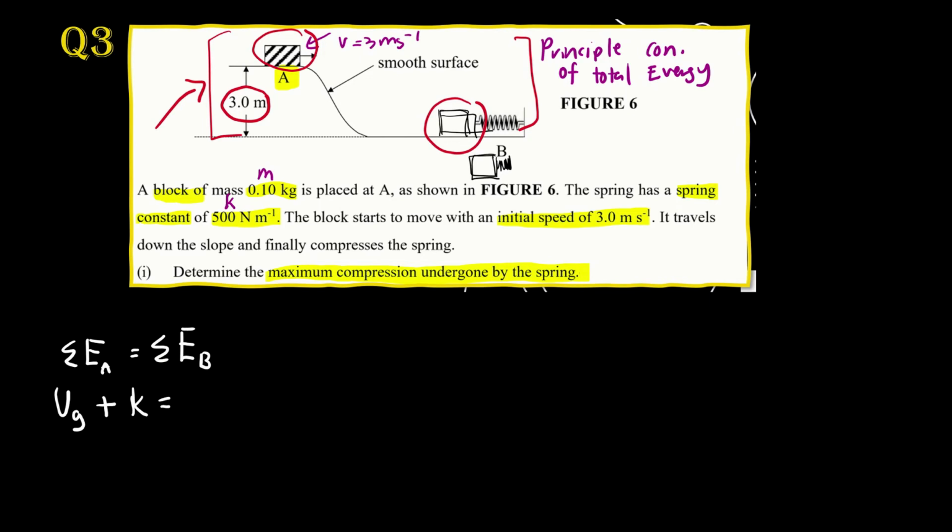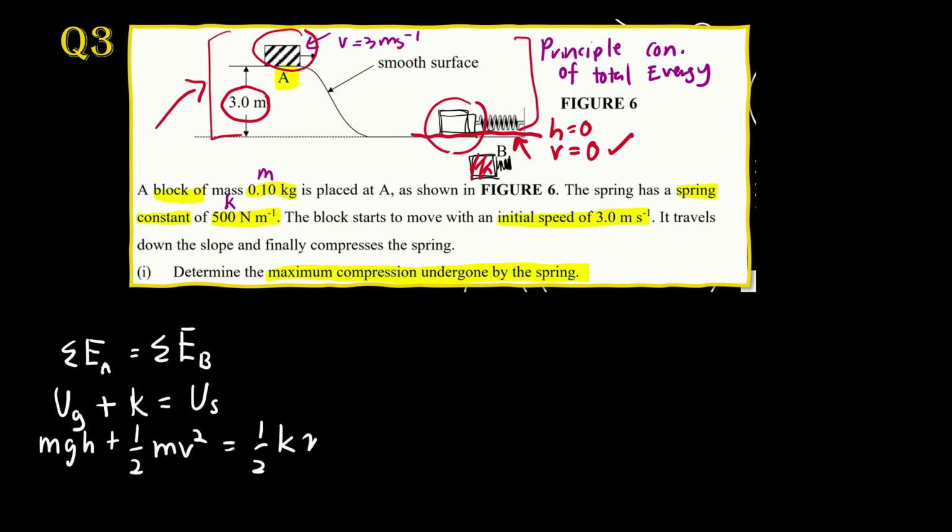And at point B, we don't have height, so our height is equal to 0, and our velocity is also equal to 0 because when the block compresses this spring, it will stop. At point B, we only have elastic potential energy because the spring is compressed. So let us substitute the equations: UG mgh plus kinetic energy half mv squared equal to half kx squared. So that is our equation and we want to find s.